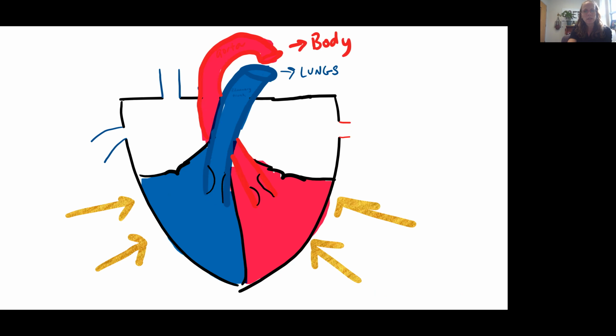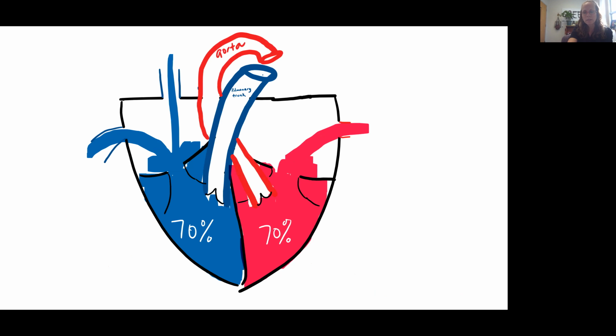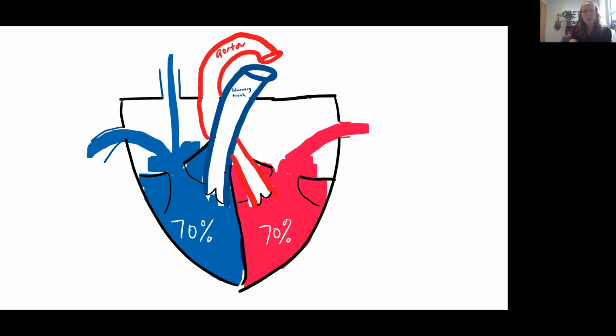The contractions continue, forcing open the semilunar valves, and we have the ejection. Then we have our ventricles starting to relax, which is going to cause that blood to flow back down the pulmonary trunk and the aorta, closing off those semilunar valves. This is our isovolumetric relaxation, and the remaining blood that's in there is the ESV. Then we see that our pressure drops so that those AV valves open and we get that 70% filling time.